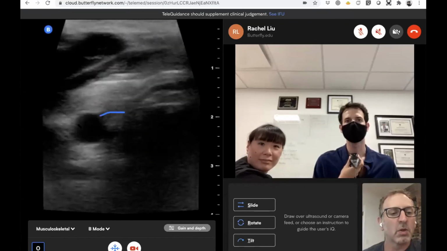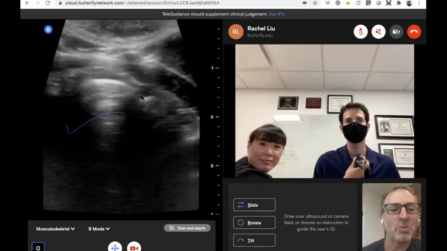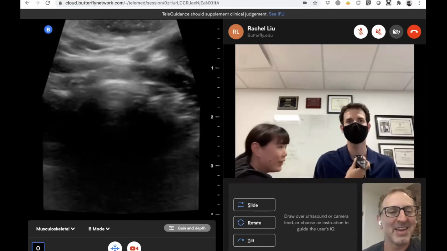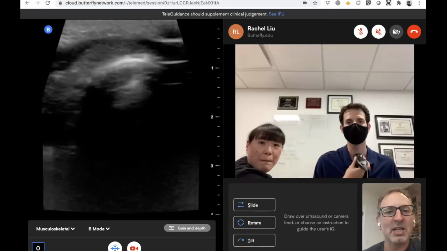Carotid artery. Sorry, I was trying to trace it, but we were moving. That's okay. No worries. And then we've got airway, obviously, deep there.